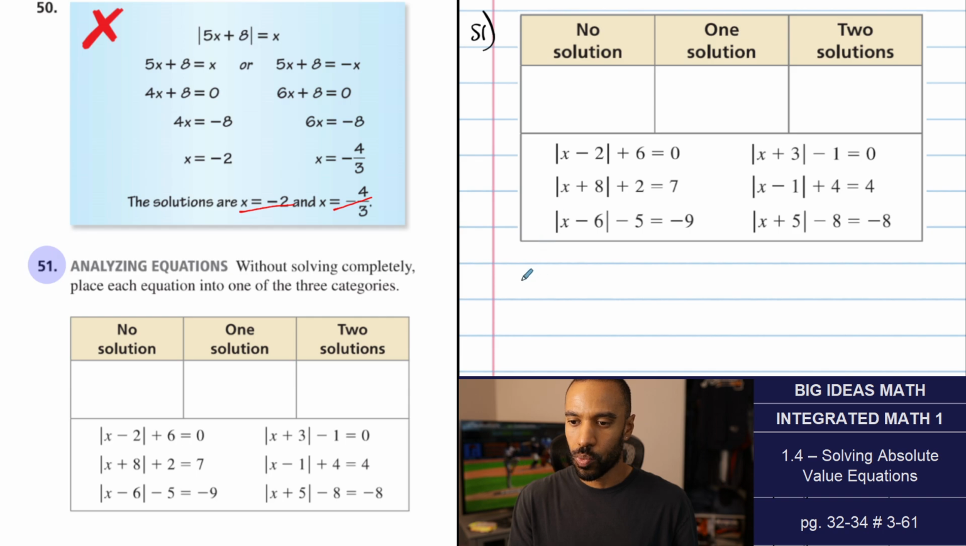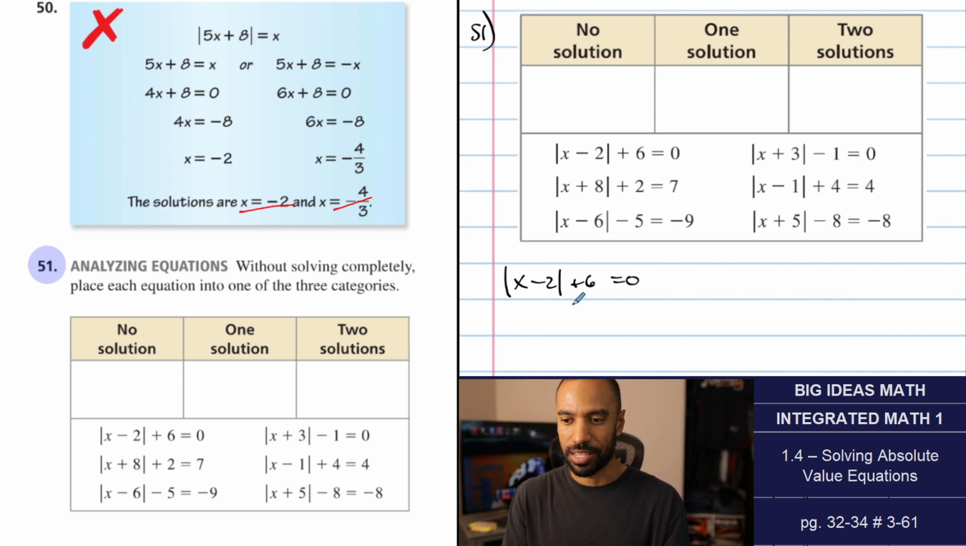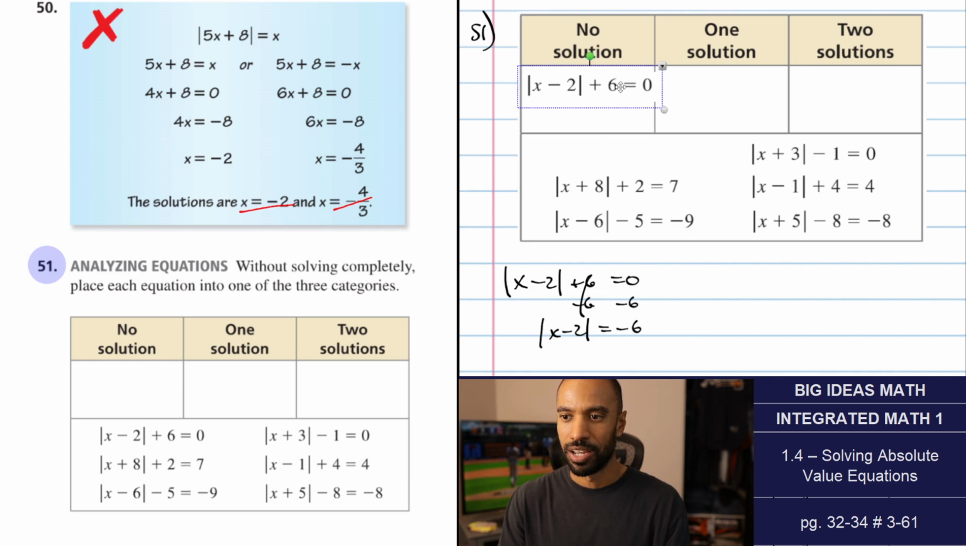All right, so this first one, absolute value of x minus 2, plus 6 equals 0. Once you subtract that 6 over to this side, you'll see it turns negative. Absolute value of x minus 2 equals negative. This is a no solution kind of case. So this is one I want to drag into here. Yeah, so you have to change its size anyway. So there's one of them like that.